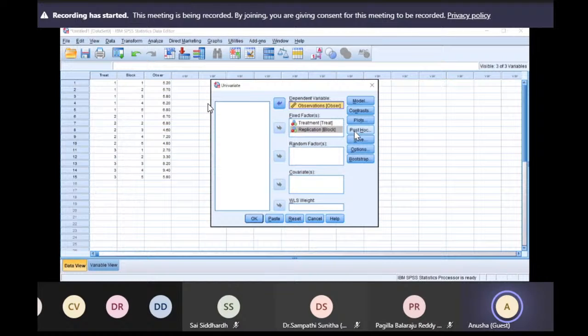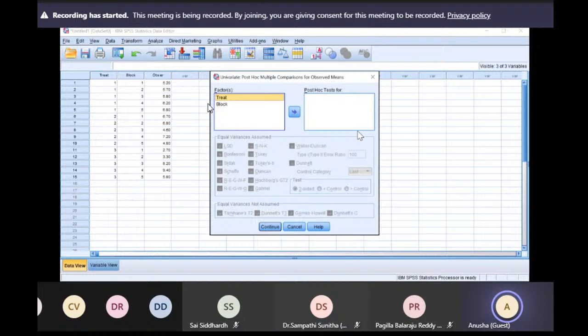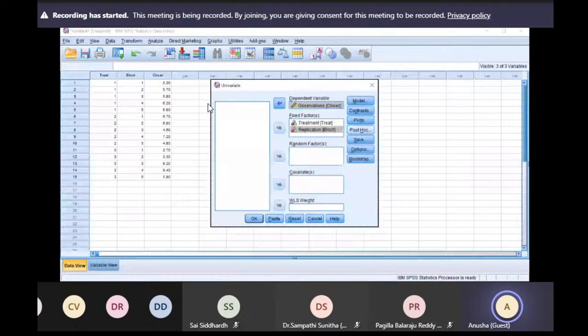Okay. Then you can go for the post hoc test, and the post hoc test that I'm setting is for treatments. Yeah. So generally we are going mostly for the treatments only, not for the blocks. Even if you want the blocks also, you can set it. Okay. But here I'm setting only for treatments. Then you go for the LSD test and Duncan's, Tukey's, and Scheffe. Okay. Then continue. Then okay.